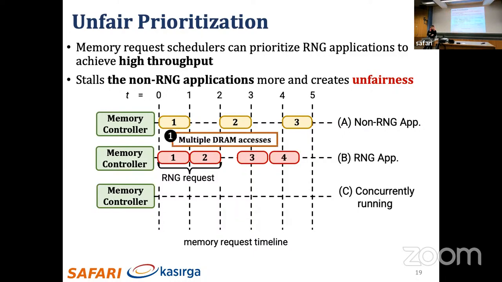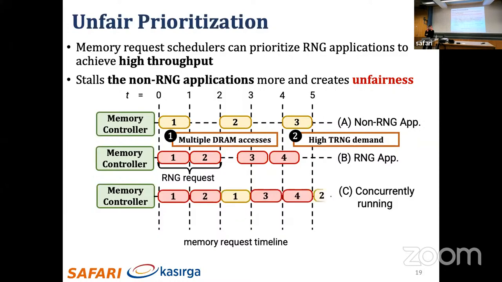First, TRNG requires multiple DRAM accesses, so each random number request is translated into multiple memory requests. And second, RNG applications can have high required TRNG throughput, which results in more memory requests. So this results in RNG requests being scheduled more frequently to increase the overall throughput and higher memory stall times for regular memory requests. This can increase the memory stall time of non-RNG applications and degrade system fairness.